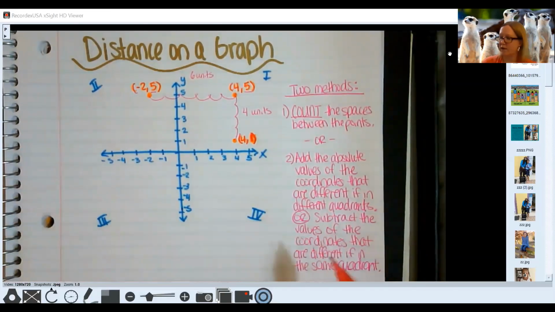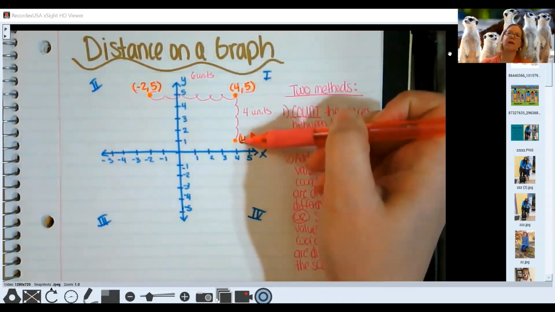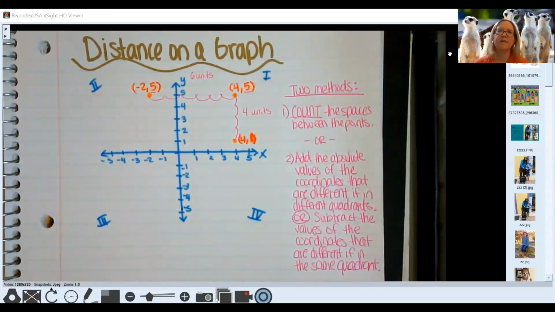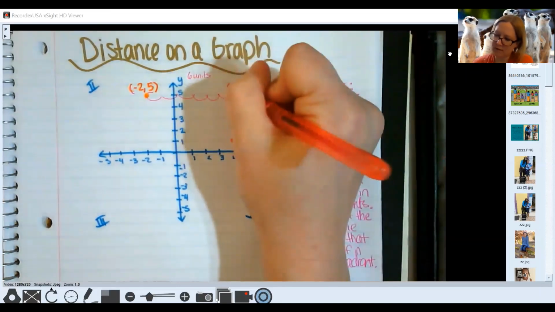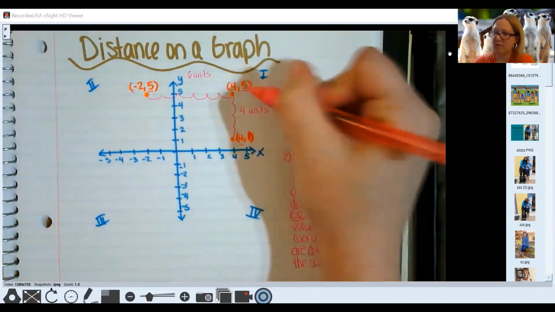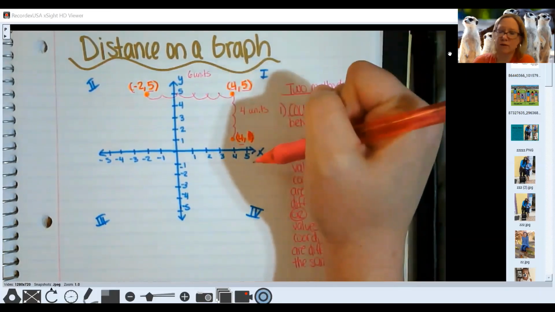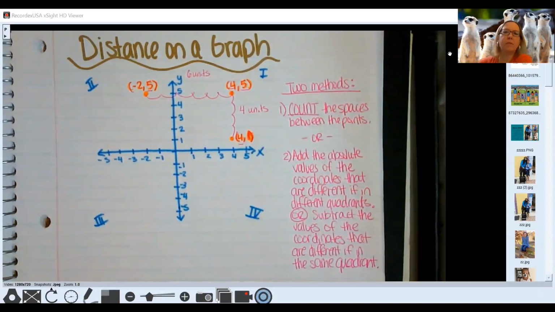Or if the 2 points are in the same quadrant, like these two are both in quadrant 1, what I could do is subtract the value of the coordinates that are different. So in this case, these both have the same x coordinate of 4, but their y coordinates are different, 5 and 1. So I would subtract those, and that gives me 4. All right, so I'll look at a couple more things like that.